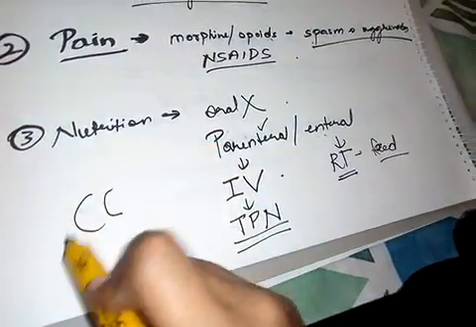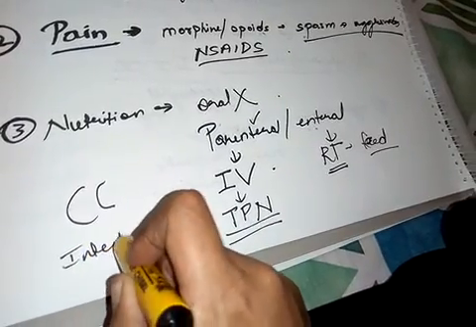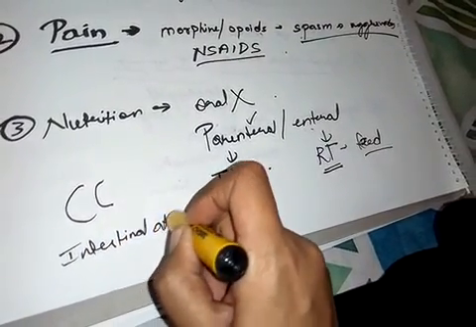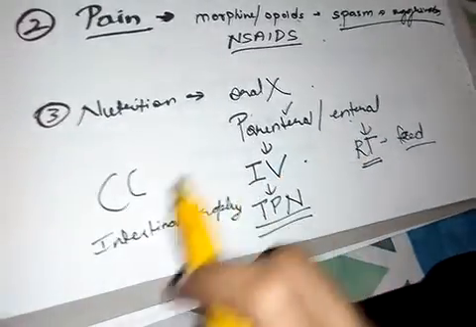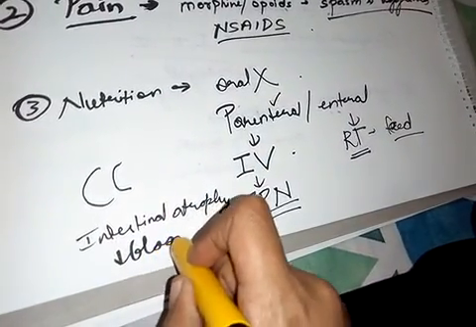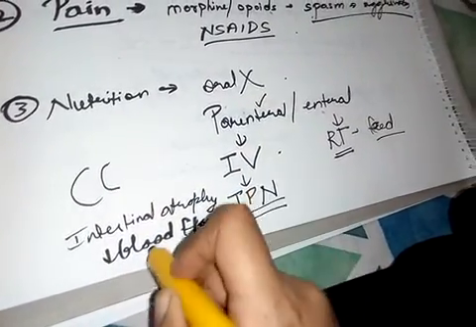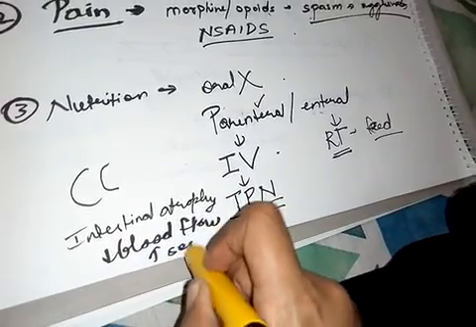So what happens is there would be intestinal atrophy, and decreased blood flow to the intestine, and that's why the microbes will grow, so sepsis will increase. It happens in the long term.